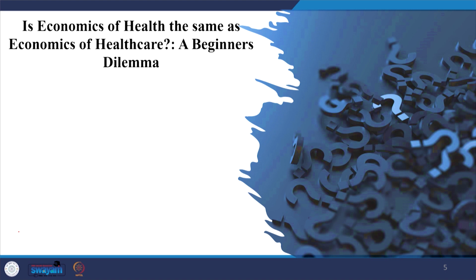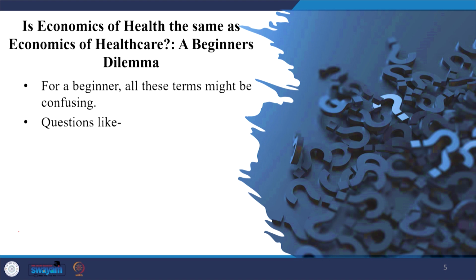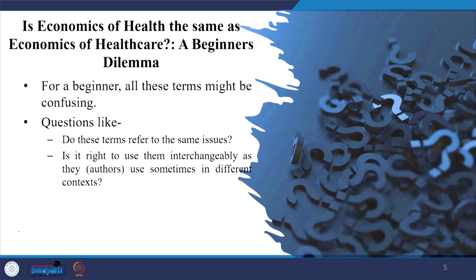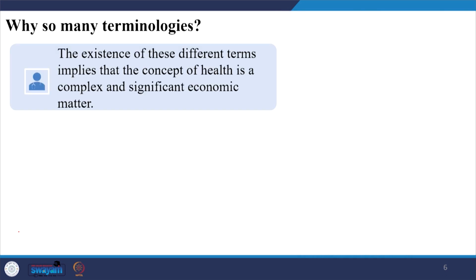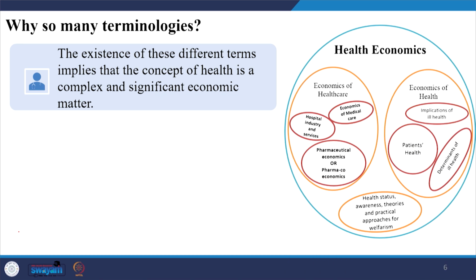So we have kept as a beginner's dilemma: is economics of health the same as economics of healthcare? For a beginner, all these terms might be confusing. Questions such as: do these terms refer to the same issues? Is it right to use them interchangeably, as authors sometimes use them in different contexts? Why so many terminologies? The existence of these different terms implies that the concept of health is very complex and significant in different contexts, especially so far as economic discourses are concerned.